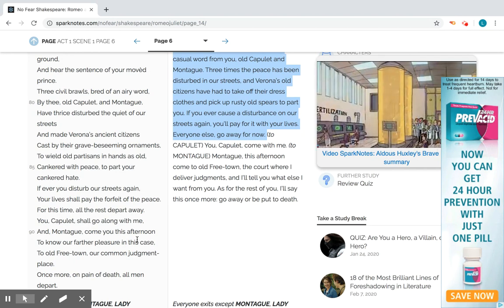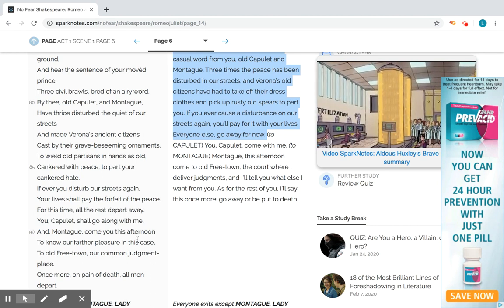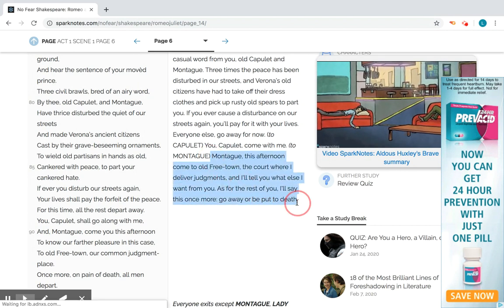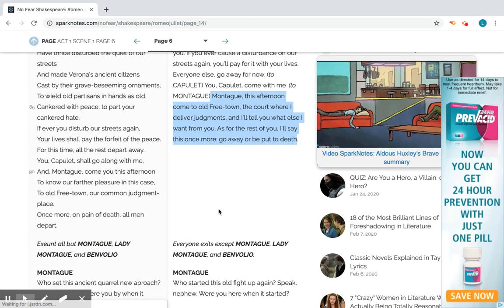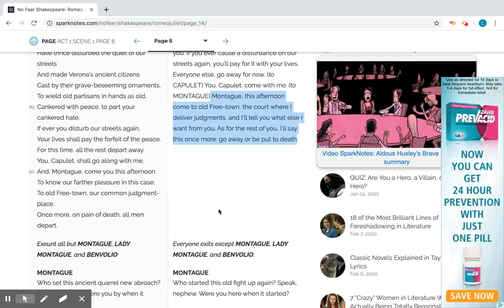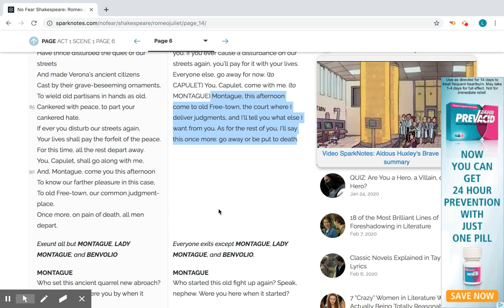For this time, all the rest depart away. You, Capulet, shall go along with me. And Montague, come you this afternoon to know our further pleasure in this case, to old Freetown, our common judgment place. Once more, on pain of death, all men depart.